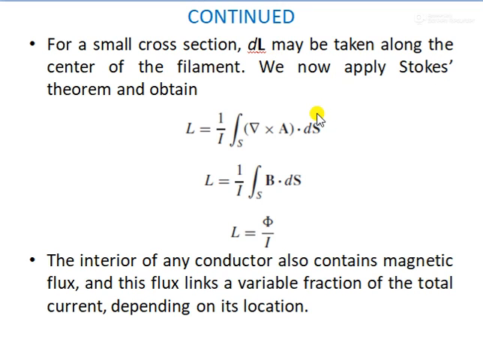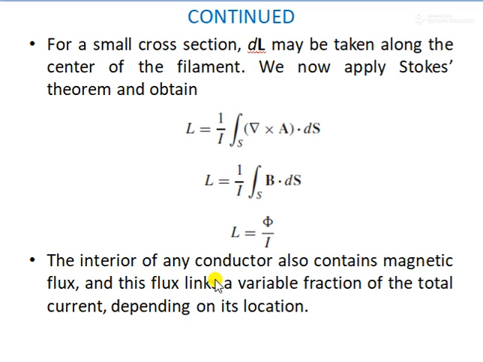We now apply Stokes' theorem and obtain L is equal to 1 by I, integration of del cross A dot dS. So it is 1 by I, B dot dS, which is the flux, therefore L is equal to flux by I. So we just come back, retracing the steps. We should see that the flux is the portion of total flux. So L will be like this.